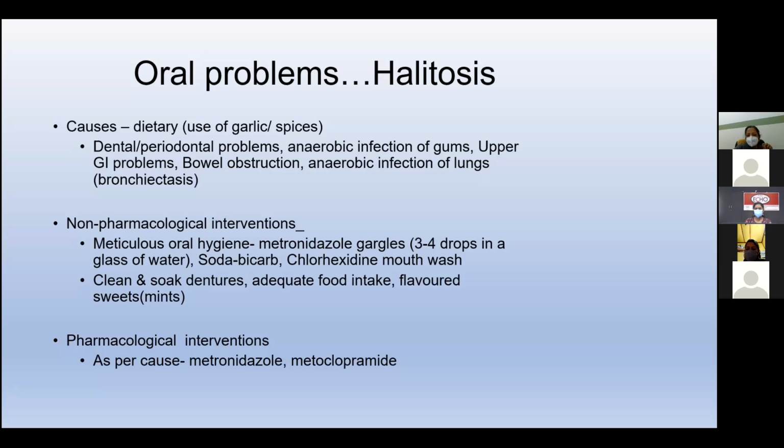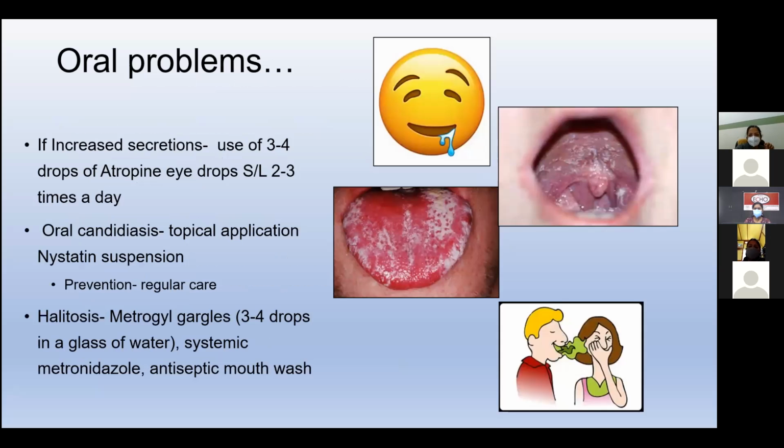Pharmacological interventions will include use of metronidazole, and if there is a settled infection, then maybe systemic use also. Similarly, metoclopramide also. As per the patient's cause, we need to identify and give the treatment. Many patients will have either decreased secretions or increased secretions, right? Decreased secretions will cause dry mouth, and increased secretions will cause drooling, right? So we need to identify the problem.